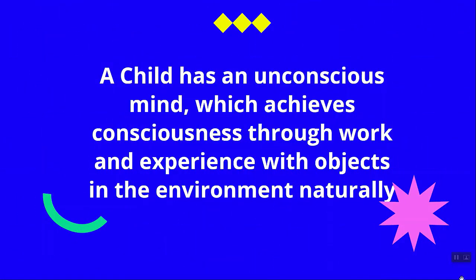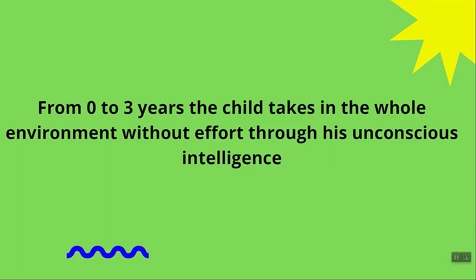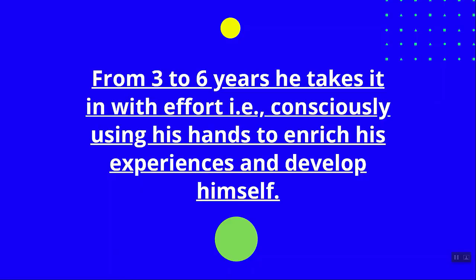I'm Swapna here. Today we are going to know some interesting facts about our child. Let us see what the facts are. A child has an unconscious mind which achieves consciousness through work and experience with objects in the environment naturally. From 0 to 3 years, the child takes in the whole environment without effort through his unconscious intelligence.